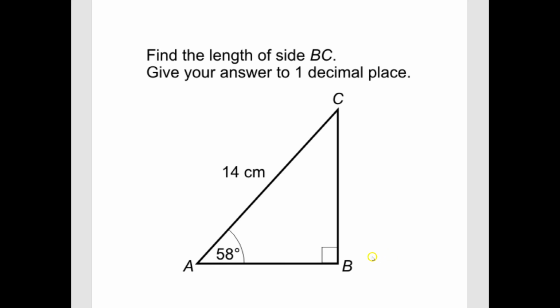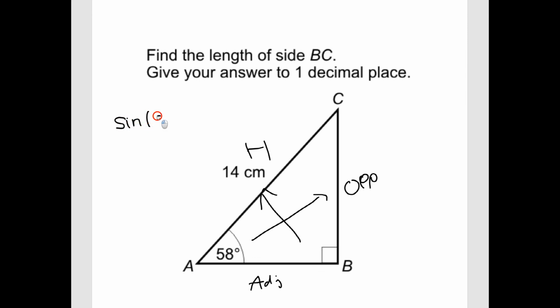Last question. We want BC this time. So we're going to label. We have the hypotenuse, the opposite, and the adjacent. In this case, we want BC, which is the opposite. We have the hypotenuse, so we're going to use sine. Sine 58 equals opposite over hypotenuse, so SOHCAHTOA. Hypotenuse is 14. To get the opposite on its own, we multiply by 14. 14 sine 58 is going to be the opposite.